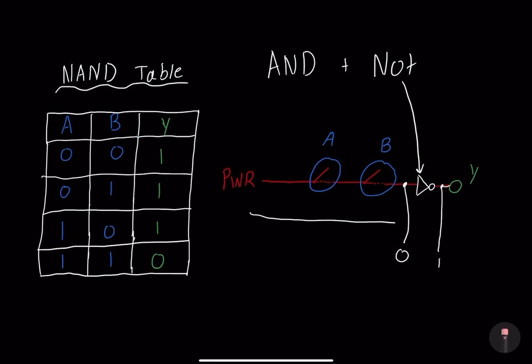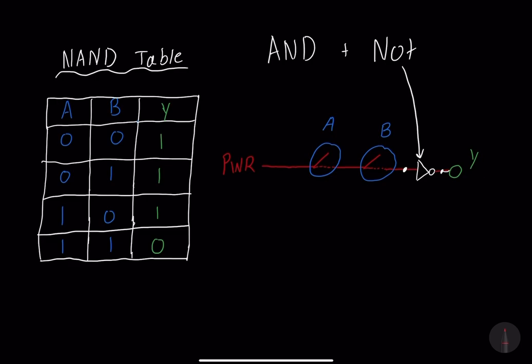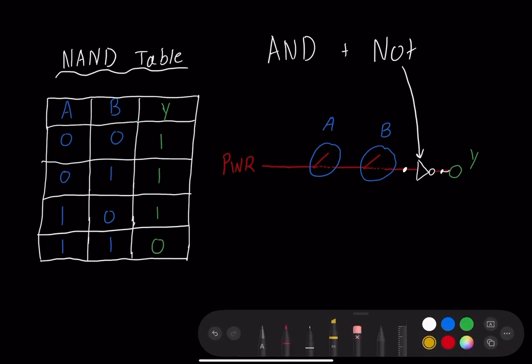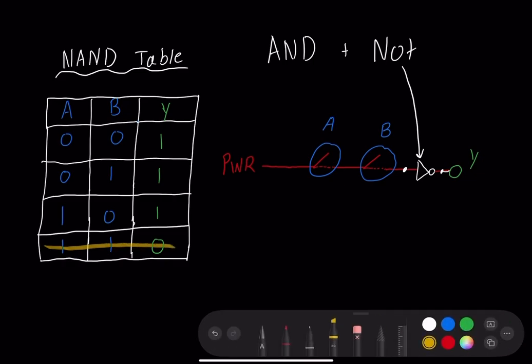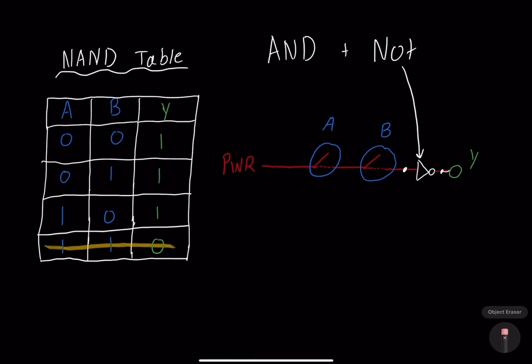So using that logic, we keep going row by row. Looking at the last row, we'll see that A and B are both equal to 1, and the output Y will be 0. Let's quickly show why that happens. As A is equal to 1 and B is equal to 1, that means A will be a closed switch, and B will be a closed switch.